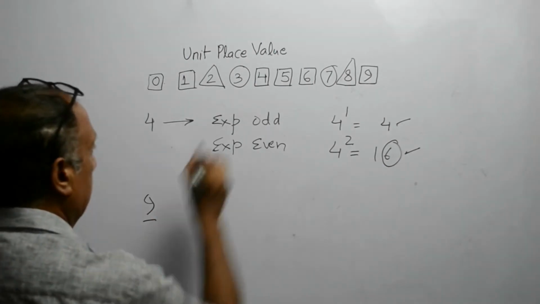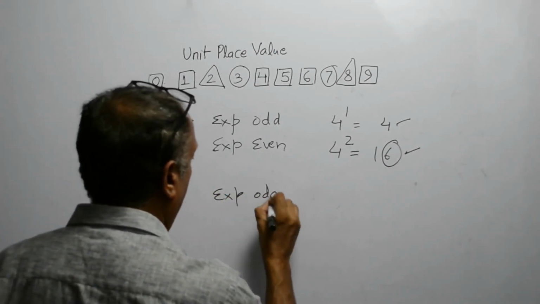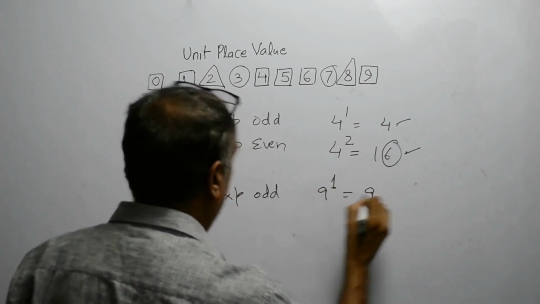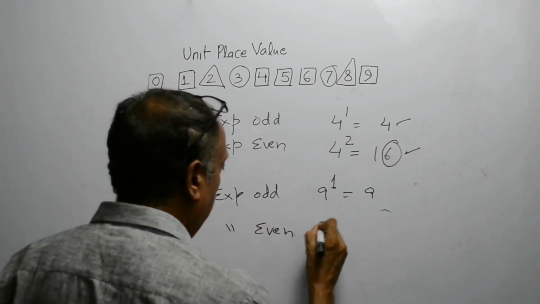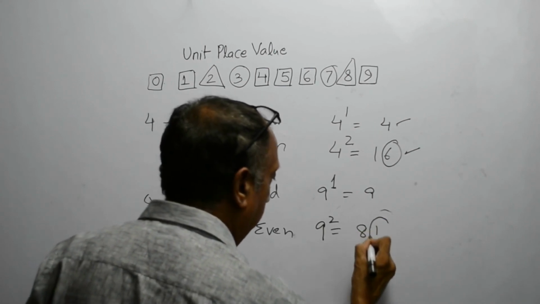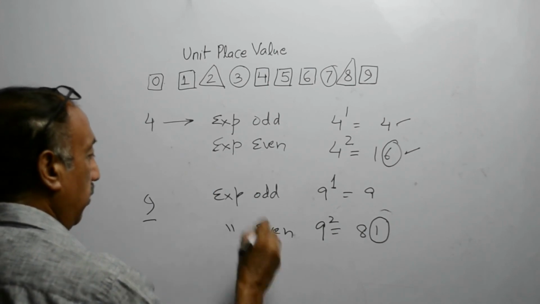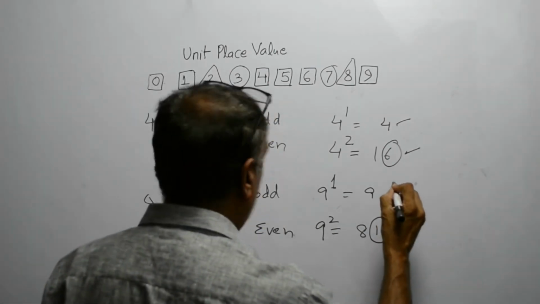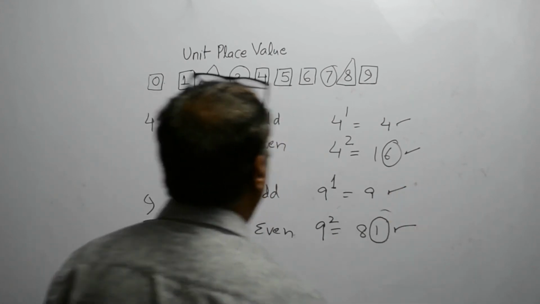In case of 9, same is the case. Exponential odd means 9 raised to power 1, 9. And if exponential is even, the answer will be 9 raised to power 2, means 81. 1 will be the last digit of 9 when exponential is even. So we will have two answers in case of 9. One is 1, other is 9.